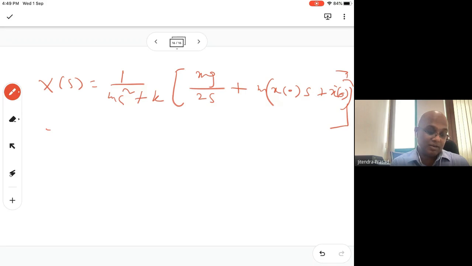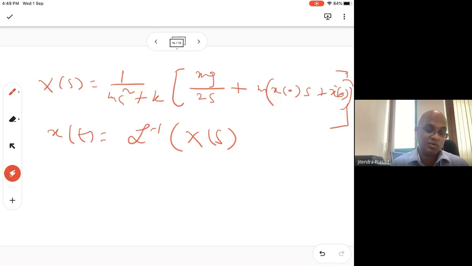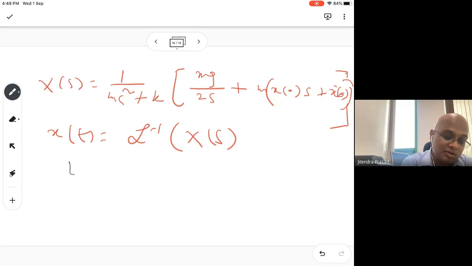Okay, and we can now apply the inverse Laplace transform, x(t) equal to L inverse of X(s). This you know already from your mathematics class, so you can find the value of x(t). Once you have that, we have to find the time elapsed from the first contact of the spring until it breaks contact again. So t equal to 0 is when it makes contact, right?